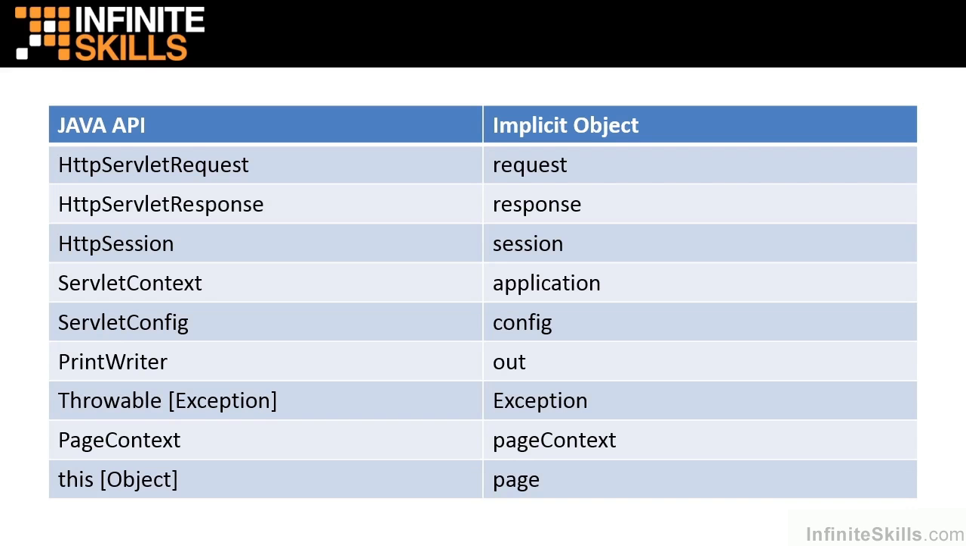The servlet config will come through config. When we want to print out, we can just use the out variable. The exceptions that we might encounter, we could reference through exception. If we want the entire page context, which we can set now a new attribute type called page context attributes, we'll be able to do that through the pageContext. And if we need to reference the page itself, we would just reference the page directly.